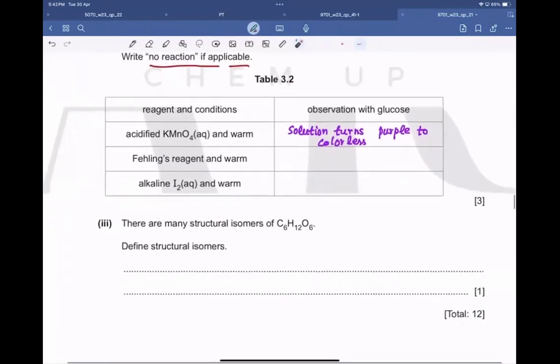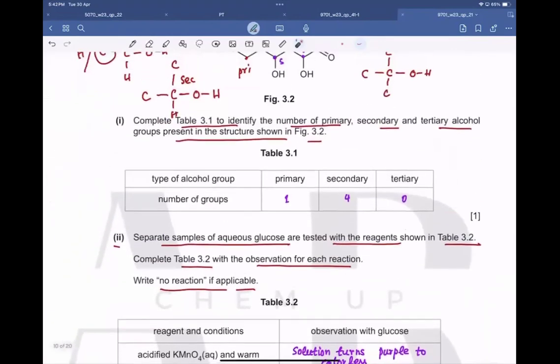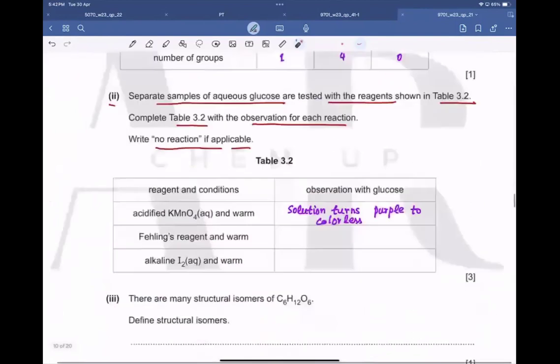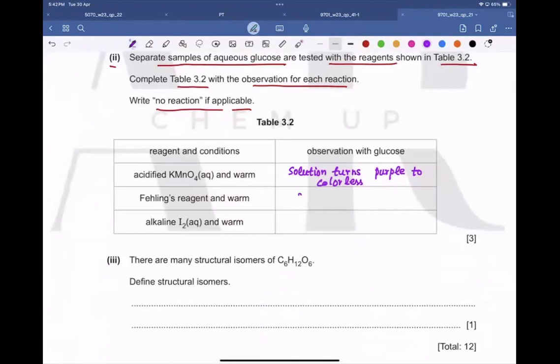Okay. Now Fehling solution and warm. So if you see the Fehling solution, it's an aldehyde over here. So with the Fehling solution, we are going to observe the red precipitate, right?